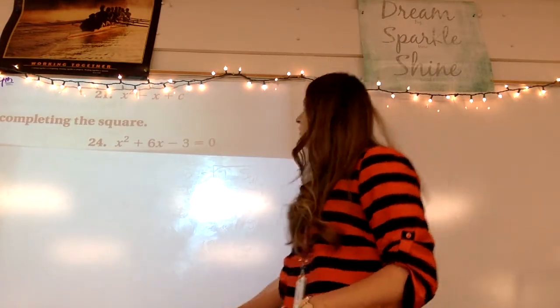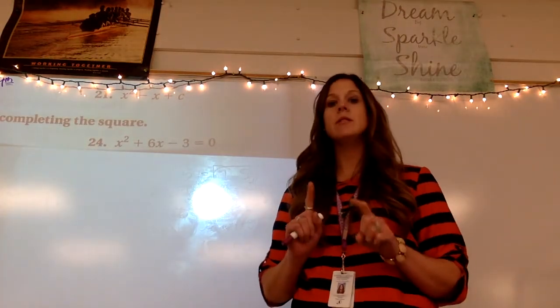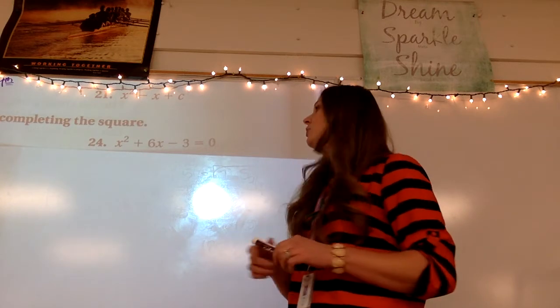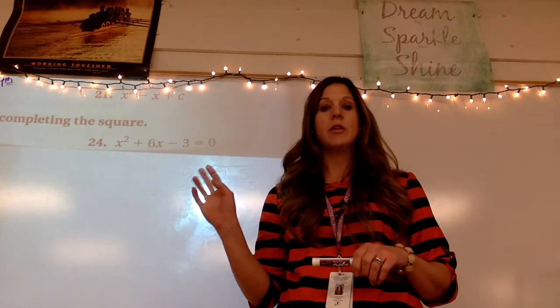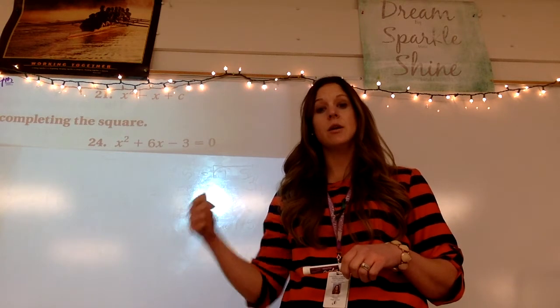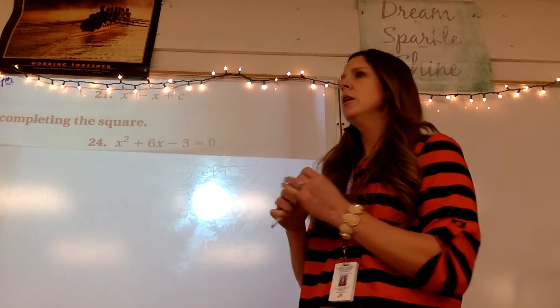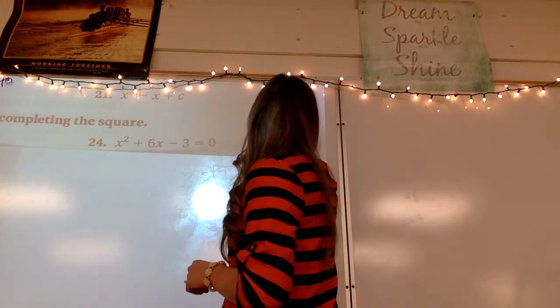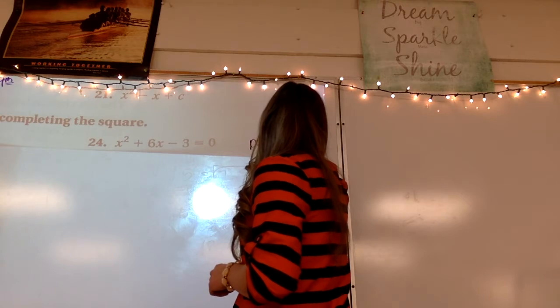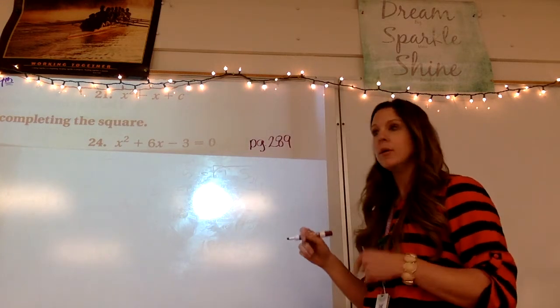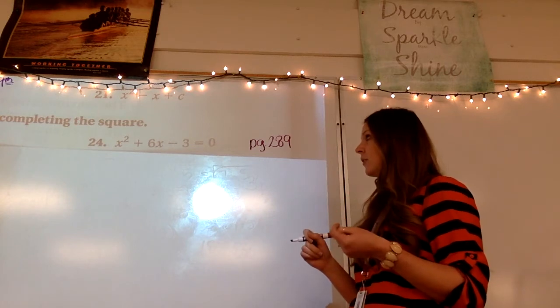Okay, this is a video on completing the square. This doesn't have an a value. If it did have an a value, you'll want to divide everything by the a value, and then it's exactly like this one. So, completing the square, this is number 24 on page 289, right off the homework. I'm going to walk through how we've been doing it in class. So if you can pick up, again, one more small piece, count that as a win.